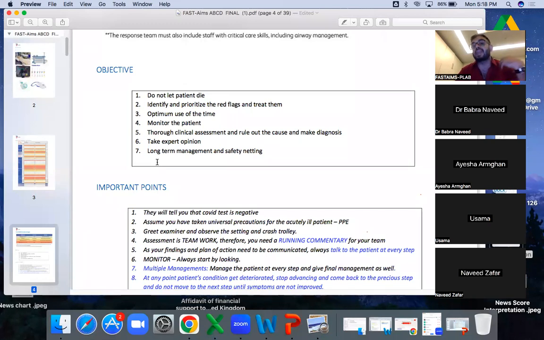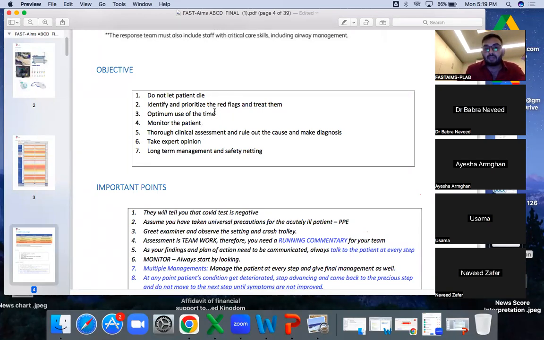Okay, the long-term management and safety netting. This is the last thing that should be in your mind, okay? That we will be doing the long-term management. They want to check, because in the station, they tell you, okay, talk to the examiner. What they want to check is, do you know the long-term management? So you have presented the patient and they ask you one or two questions. Okay, how are you going to manage it long-term? For example, you are going to put in statins. If the patient has MI, you are going to do lifestyle modification and all that. And you have done the safety netting as well. How safe you are.